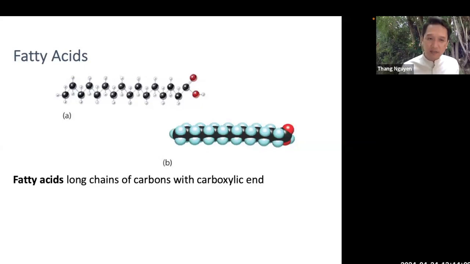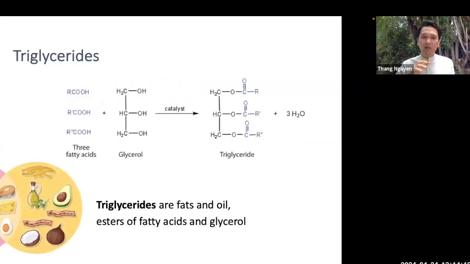From a chemical perspective, fatty acids are just long chains of carbon and hydrogen, so very non-polar, with a carboxylic acid end. Now, when you take 3 fatty acids and combine them with 1 unit of glycerol, you get what you know as triglycerides. The tri comes from the 3 fatty acids, the glyceride from the glycerol molecule.